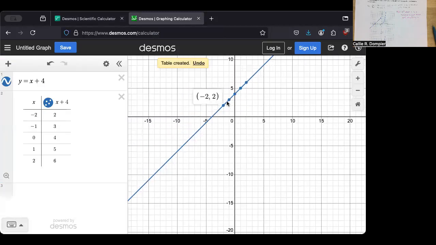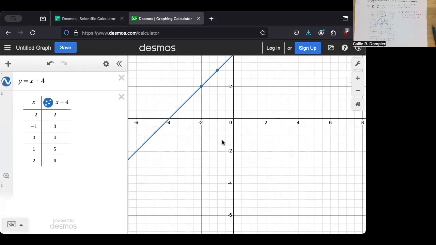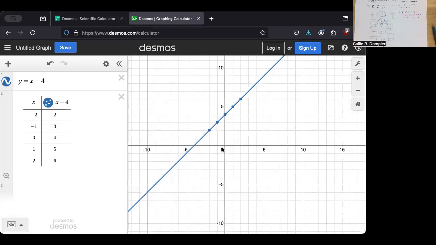When x is -2, y is equal to 2. When x is -1, y is equal to 3. When x is 0, y is equal to 4. And when x is 1, y is equal to 5. When x is 2, y is equal to 6. So those are some of your points. It's going to be above, right? Above the origin, and it's going to be going in a positive direction, right?